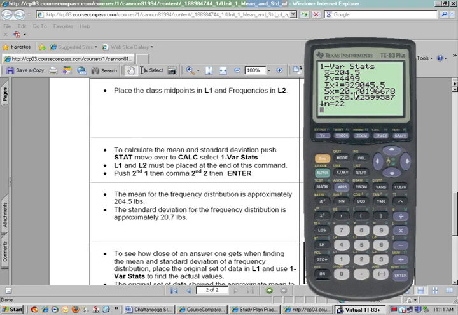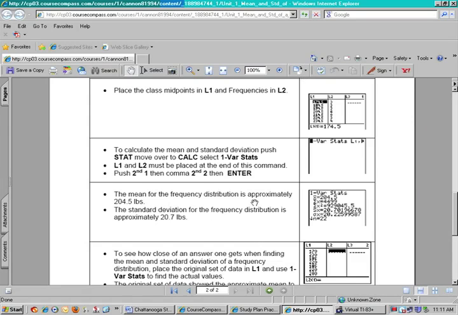Now, if we go back and look at one of our previous problems, I'm thinking that the actual mean was 101 point something, and I think the standard deviation was 19.9. So you can see this doesn't give you an exact mean and standard deviation because it's rounding. We're just doing an estimate of each value because when you're given a frequency distribution, you don't have the exact values. So notice what happens. The mean of the frequency is approximately 204.5. The standard deviation is 20.7.